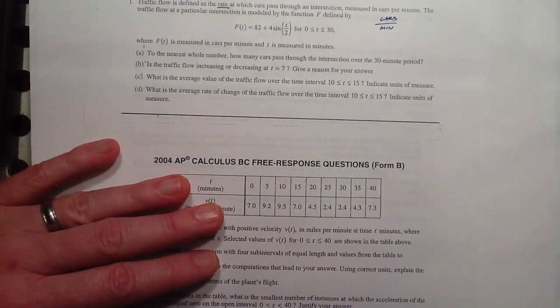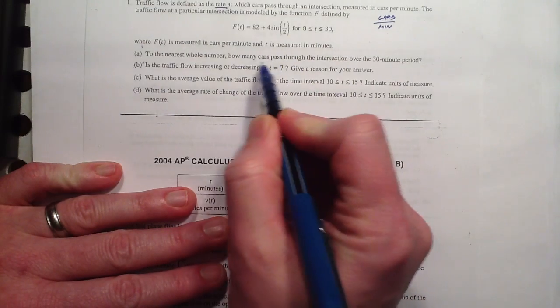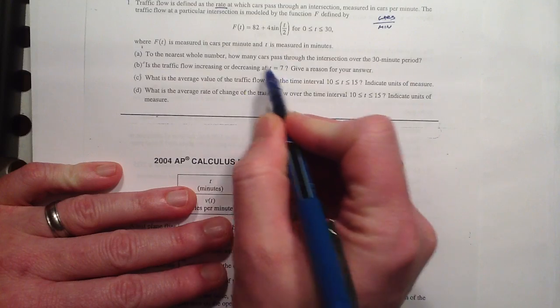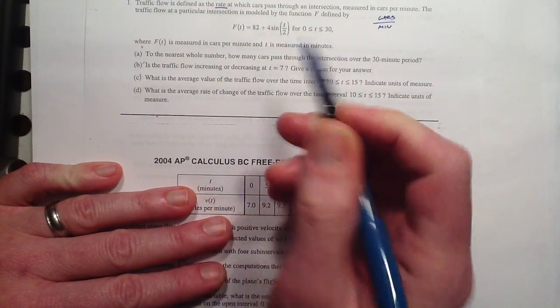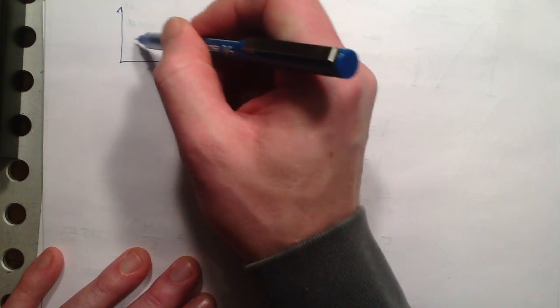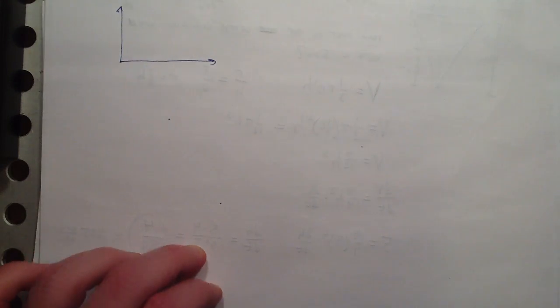So what we need to understand here is, if you want to know the total number of stuff, the total amount of change of whatever this is the rate of, in other words, the total amount of cars, then think about the graph. Whatever the rate is, who knows what that thing looks like? I suppose we could graph it. Let's do that.